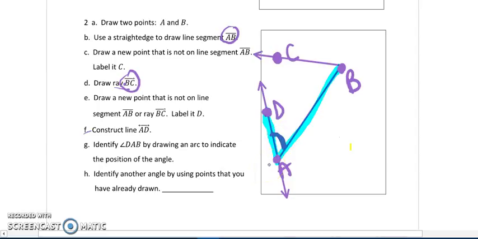Okay? When it says, can you identify another angle on the points you have drawn? So if I look, I can see that this is also an angle. And it starts at C, the vertex is B, and it ends at A. So on the line here, you can say angle CBA. The vertex always has to go in the middle. You could have called it ABC too if you want. Alright?